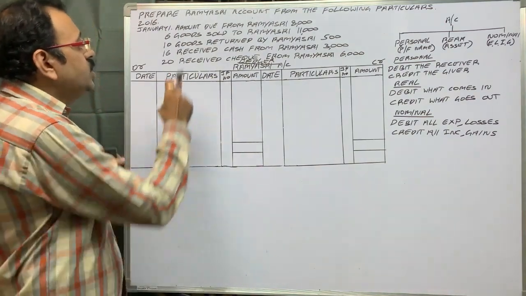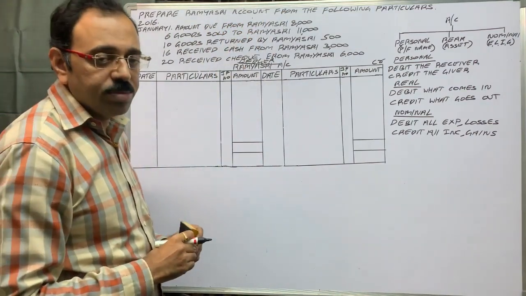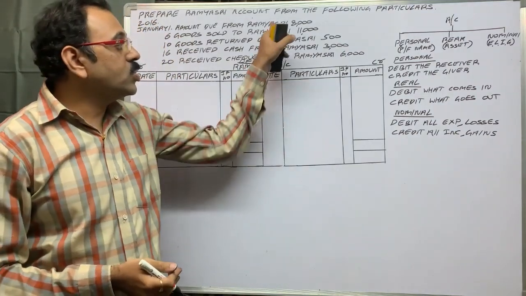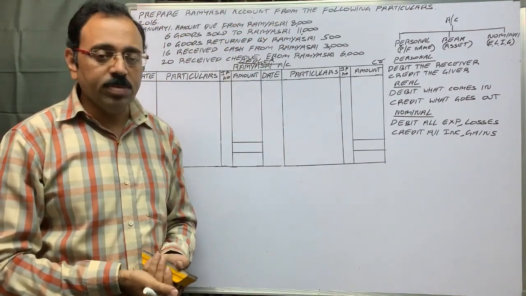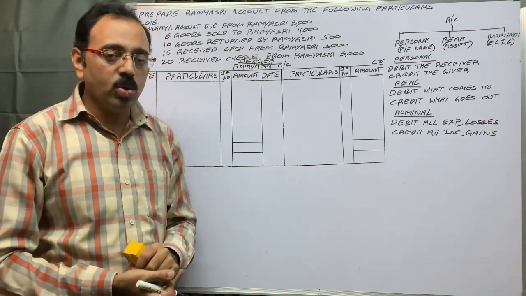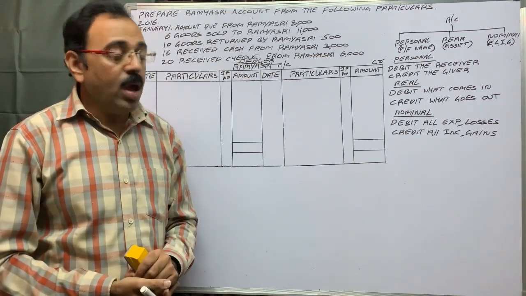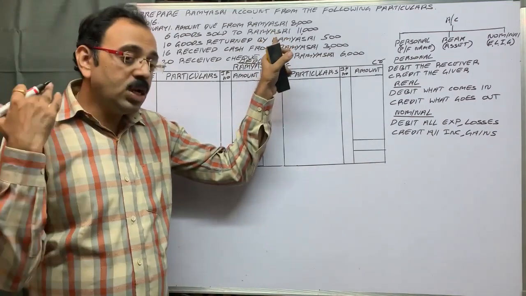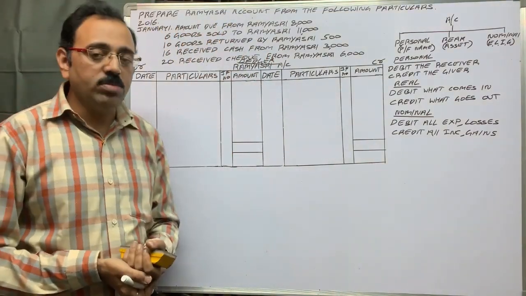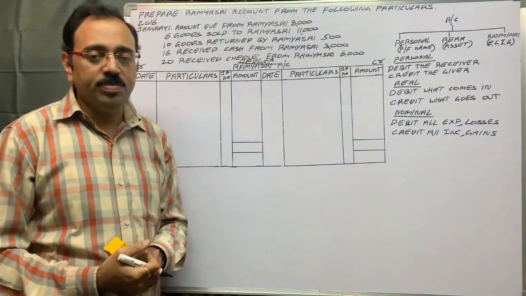Now first one is what? Amount due from Ramyashri 8,000. What is the meaning of this? This is not a transaction. This is called opening balance. What is the meaning of this? In the previous month also, we had some transactions with Ramyashri. And what is the end result of the transactions? Amount due from Ramyashri. So she has to pay 8,000 rupees to the firm.